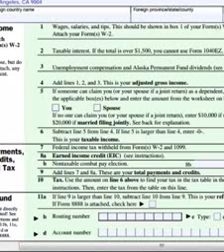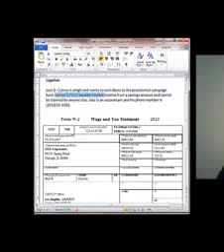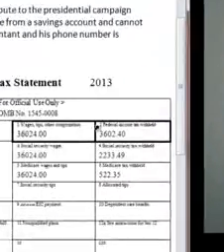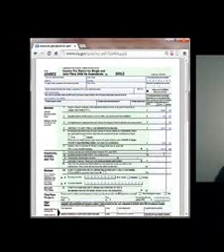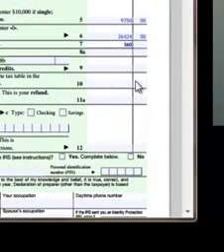Number 7. Federal income tax withheld from forms W-2 and 1099. He doesn't have a 1099, but he does have a W-2. So we're going to flip back to his form W-2, okay, and we're going to look at box 2, where it says federal income tax withheld, and it tells us $3,602.40 was withheld. So now we're going to flip back to our form 1040EZ, and on line 7, we're going to put $3,602 and 40 cents.